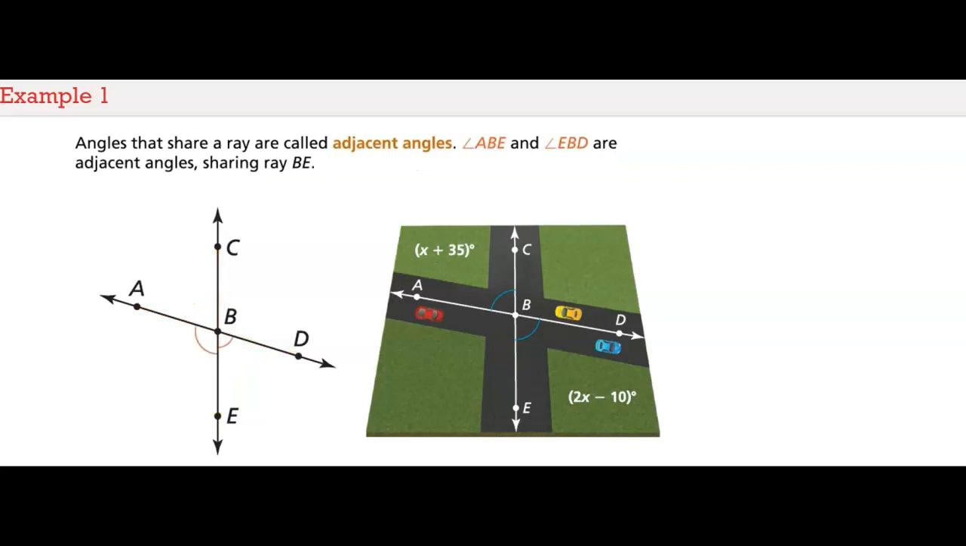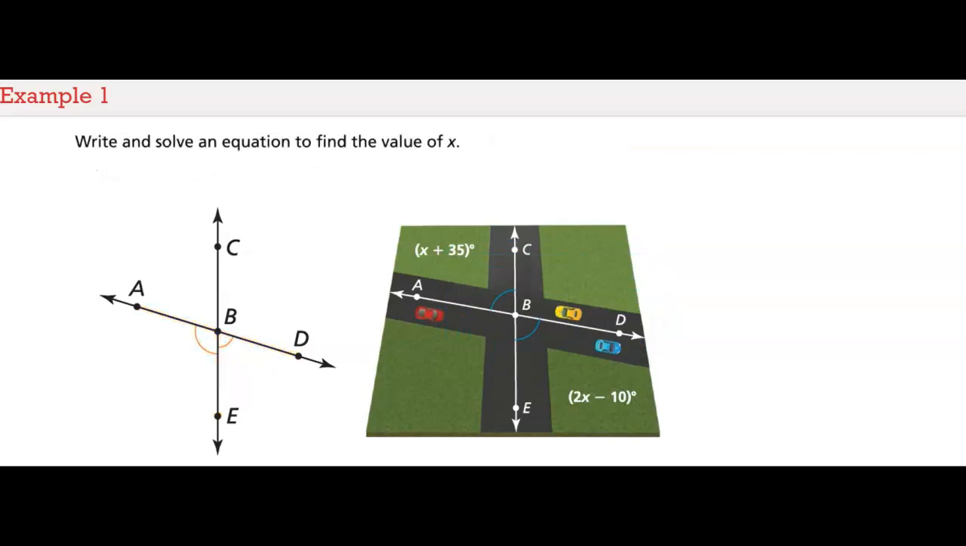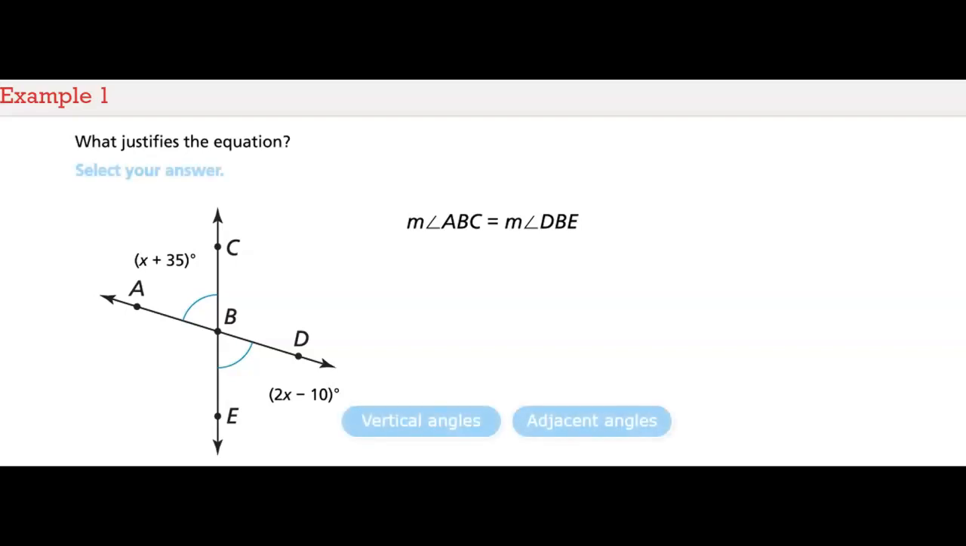Angles that share a ray are called adjacent angles. Angle ABE and angle EBD are adjacent angles because they share ray BE. Now we're ready to write and solve an equation for the value of x. What justifies the equation the measure of angle ABC equals the measure of angle DBE? Select your answer.